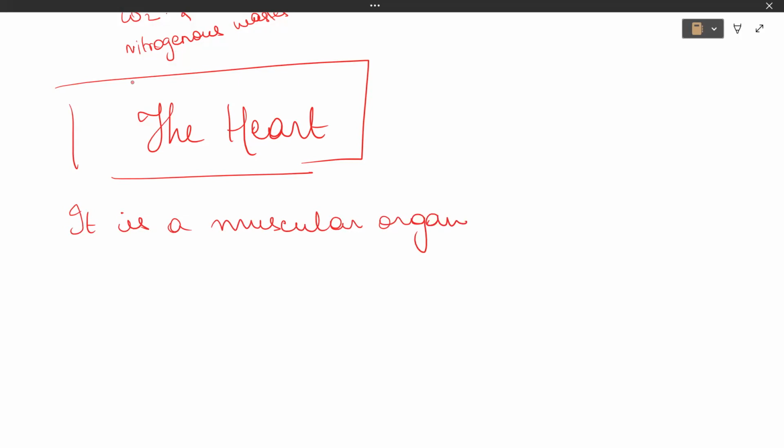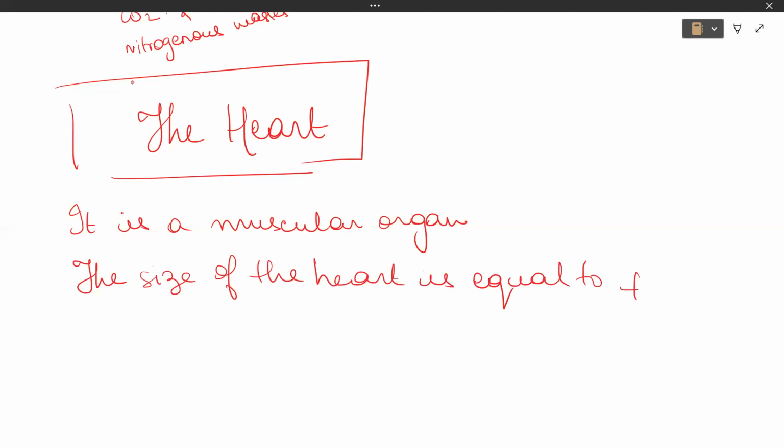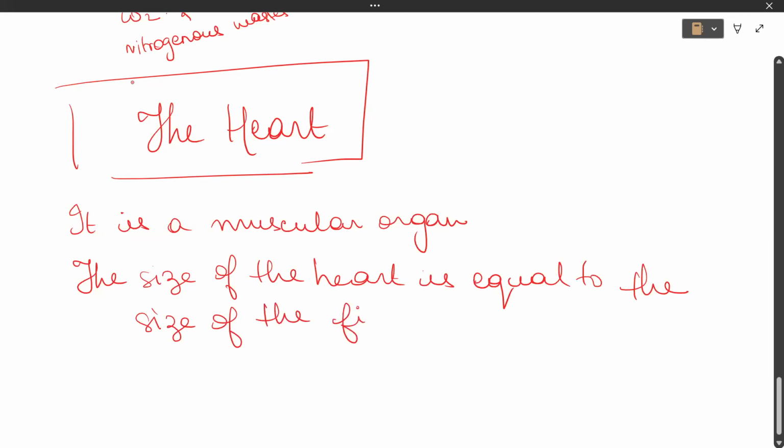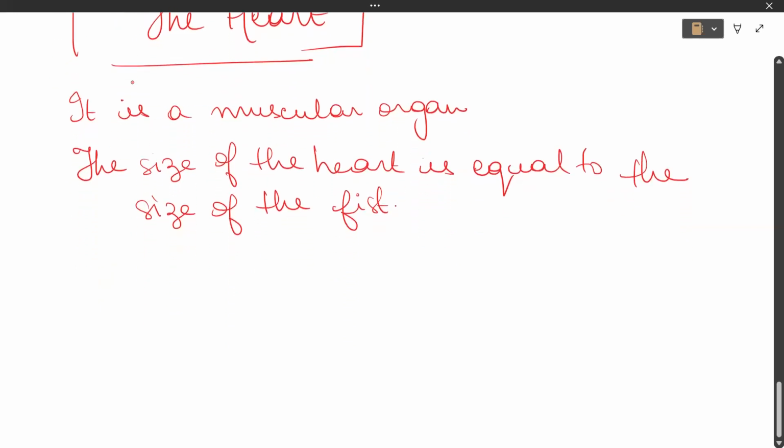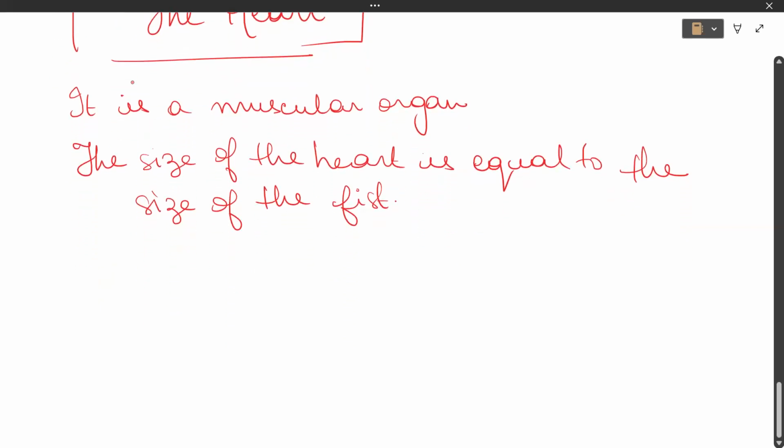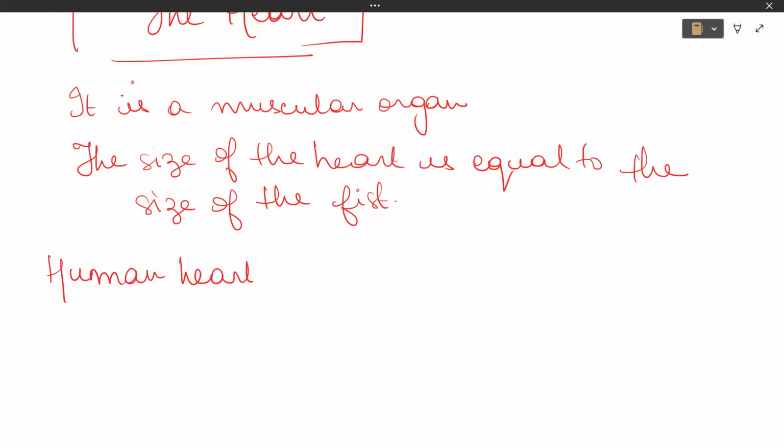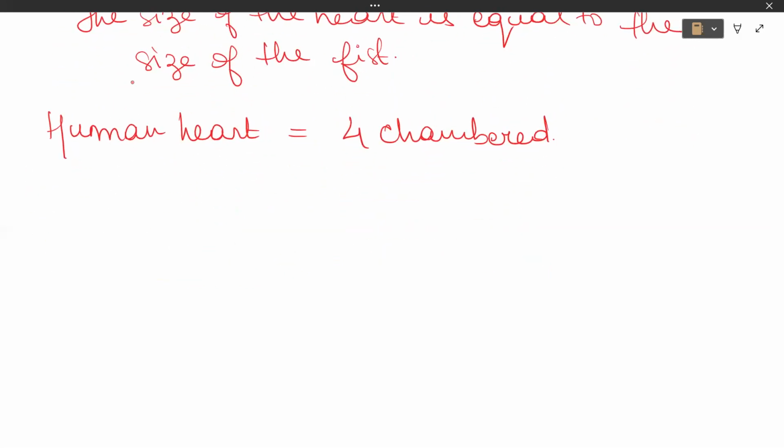And apart from that, the size of the heart is equal to the size of the fist. That is the size of the heart. Now see, the human heart is four chambered. It means that four different pockets, or chambers, are there in the heart. What are those four chambers?